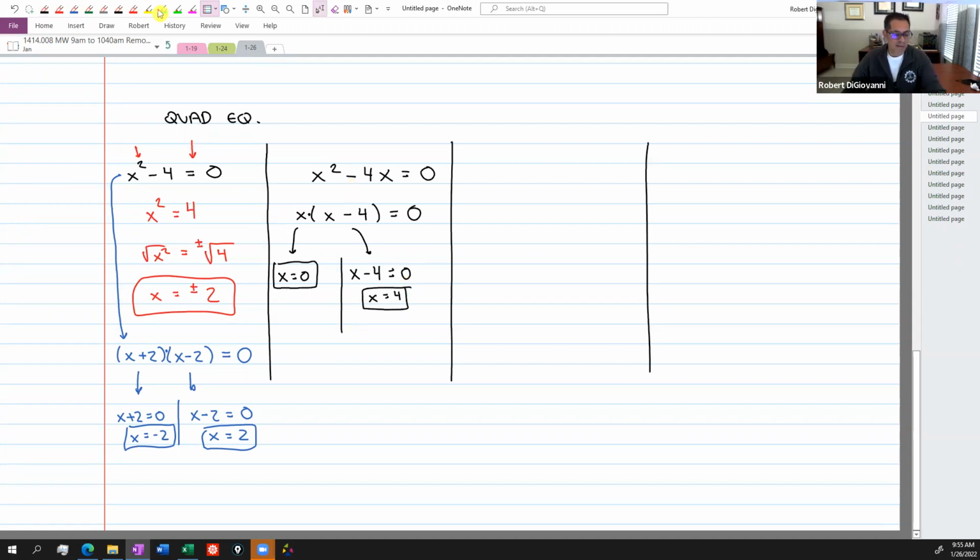So do you see by having this X here, it completely changes how I went about the problem, right? If there was no X, I either moved the 4 over and did square root, or I did difference of squares and got an answer. But by having an X here, I don't do that. I pull an X out, and then I just set each factor to 0. Questions on that one?